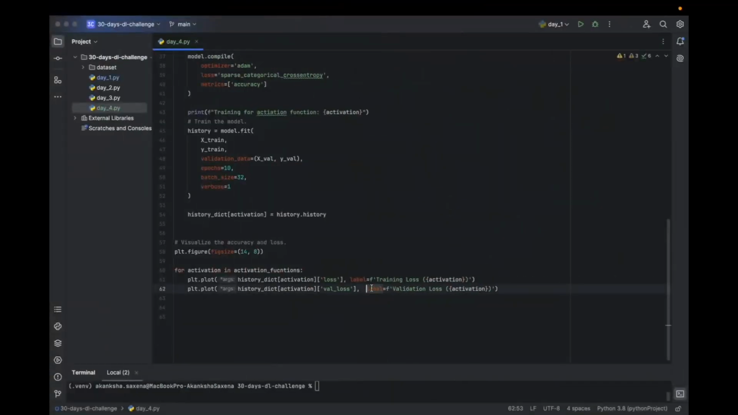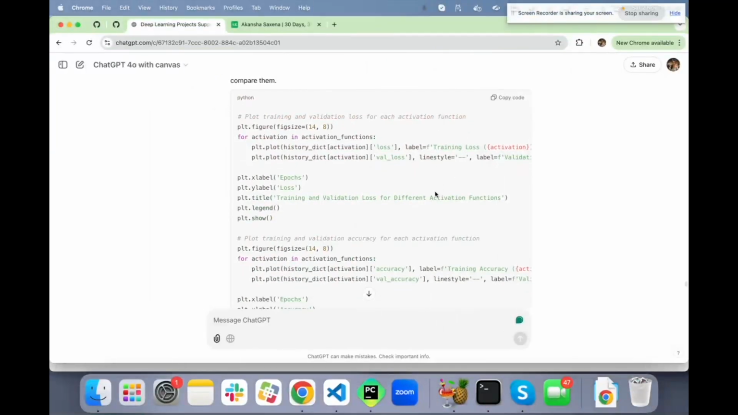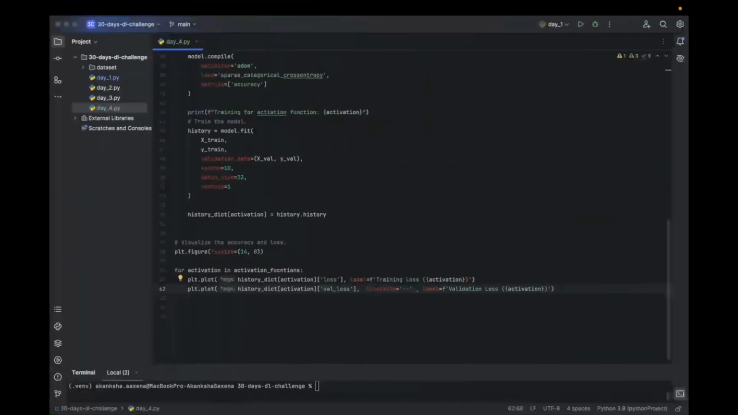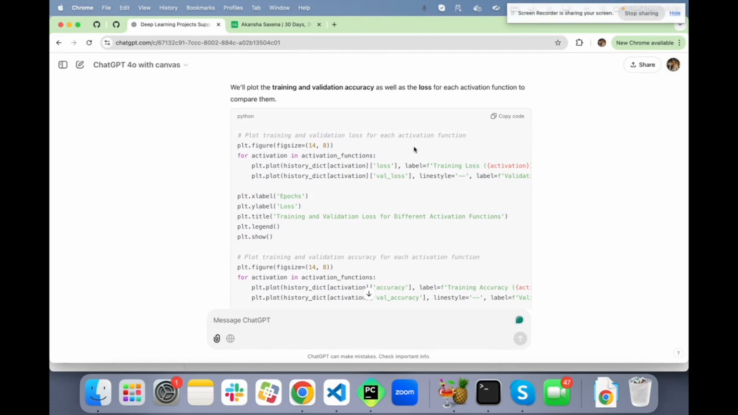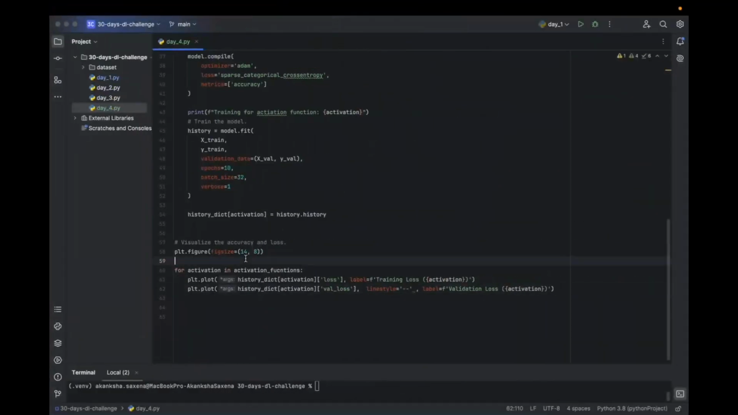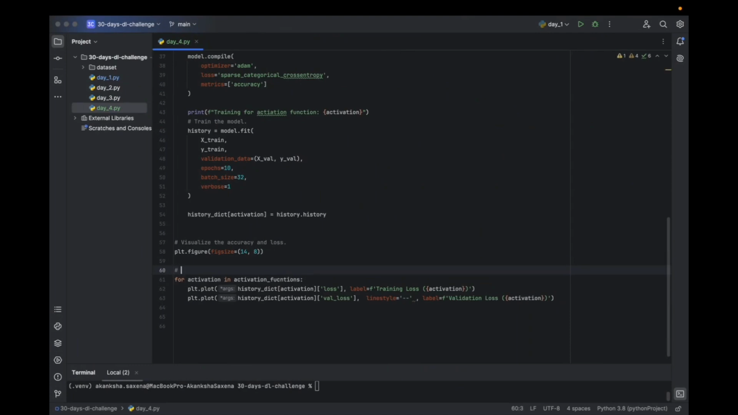Today the line style is going to be... line style is an argument I'm exploring today. So line style is going to be dash dash, and then let's do it for each activation. Validation was for each activation. So here we are plotting training and validation loss for each activation function.